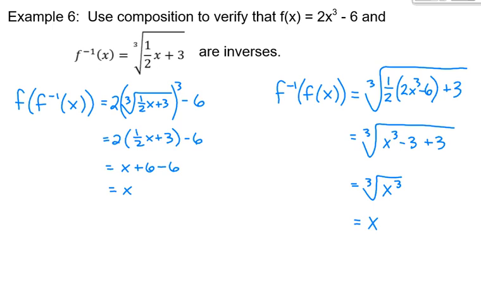There are other ways to verify inverses, such as graphing, and also such as just taking one of them, switching x and y, solving for y, and showing that you do get the other. But if it says use composition, that's the process you want to do. And that is the end of video number 2.